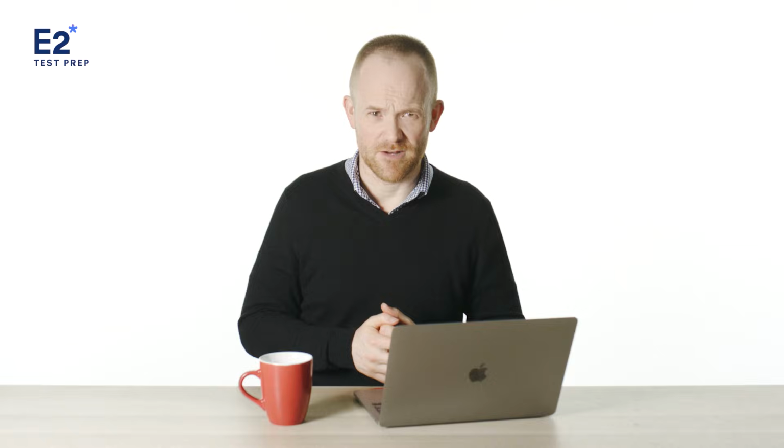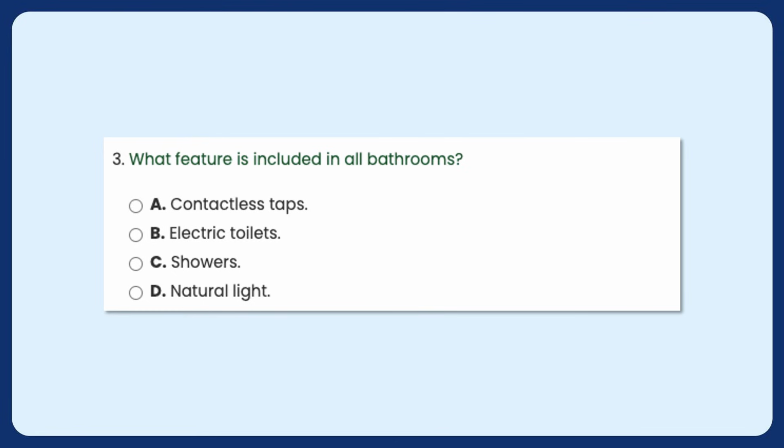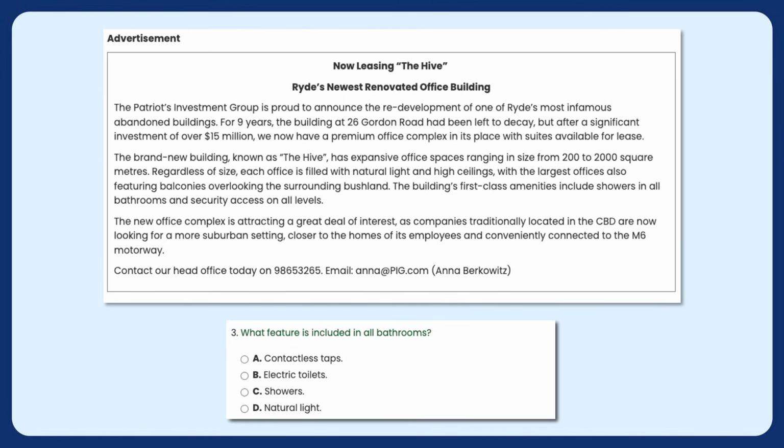Let's take a look at number 3. What feature is included in all bathrooms? I remember the answer. Do you? Let's have a look. There it is. Showers. They mentioned natural light in the building, but not in the bathrooms.